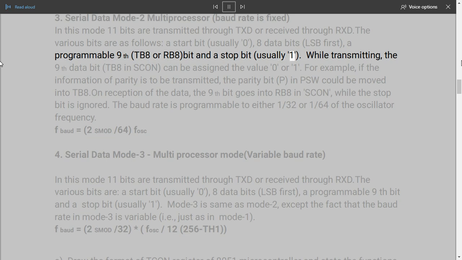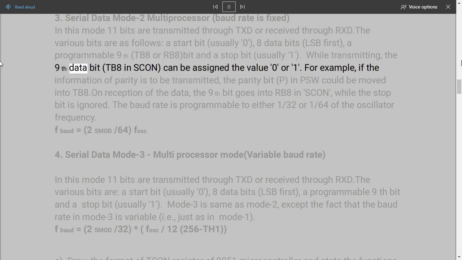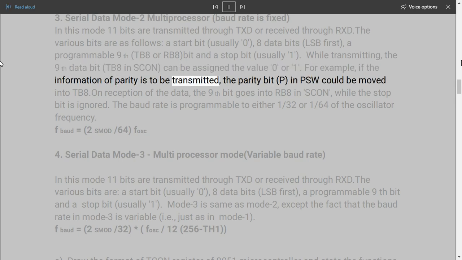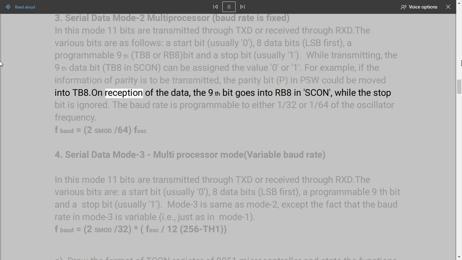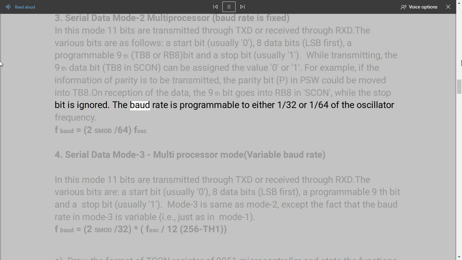While transmitting, the 9th data bit, TB8 in SCON, can be assigned the value 0 or 1. For example, if the parity information is to be transmitted, the parity bit, P, in PSW could be moved into TB8. On reception of the data, the 9th bit goes into RB8 in SCON, while the stop bit is ignored. The baud rate is programmable to either 1/32 or 1/64 of the oscillator frequency. F baud equals 2^SMOD/64 × FOSC.